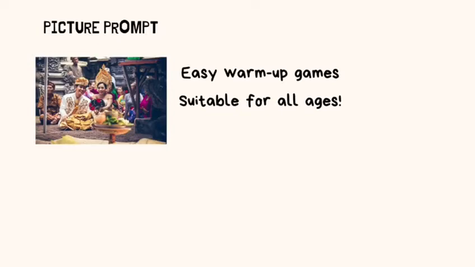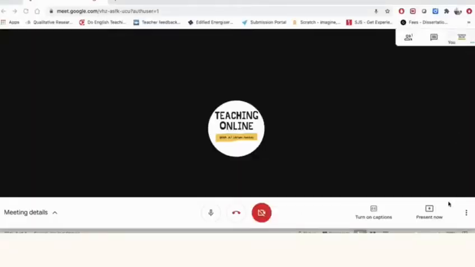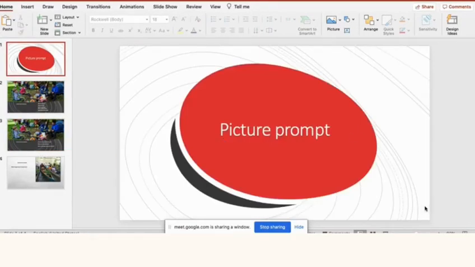This is a very simple warm-up for ESL that can be used with kids, teens, or adults. This is how it works. First, in advance, prepare an image, either PowerPoint or a picture, and share your screen. Depending on the level of the students, elicit descriptive sentences about the image. Encourage them to make their own questions to ask a partner.